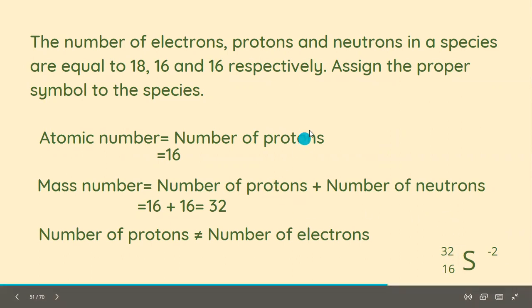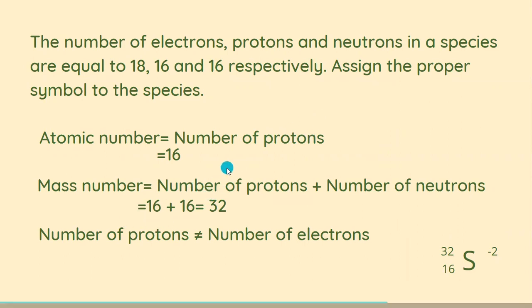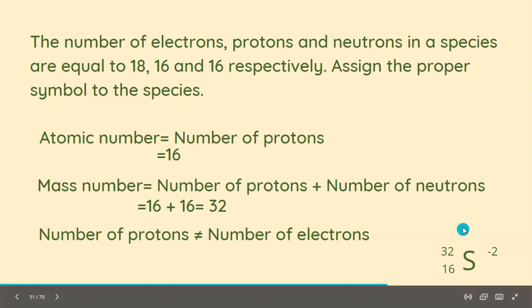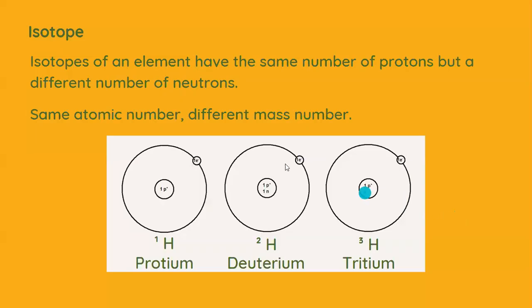Anyways, this particular rule of the number of protons being equal to the number of electrons is not followed when the particular atom is charged or when it forms an ion. So isotopes of an element have the same number of protons but a different number of neutrons. So basically they have the same atomic number, but a different mass number.